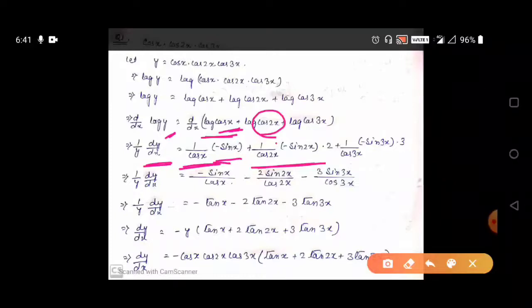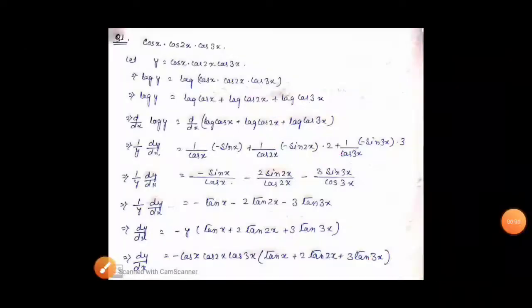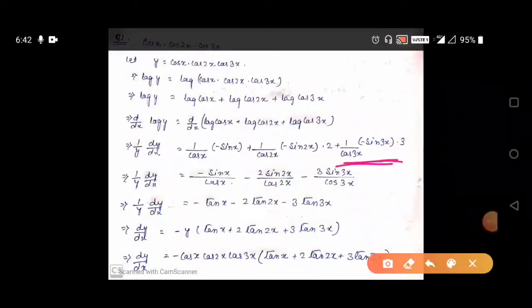Since we have cos 2x in place of x, we have to again differentiate cos 2x. Differentiation of cos 2x means we have to apply the formula of ddx of cos x. The formula is minus sin x. So here we will apply this formula and we will write minus sin 2x. Now in place of x we have 2x. So we have to again differentiate 2x, and differentiation of 2x with respect to x is 2. In the same way we have done this part also.